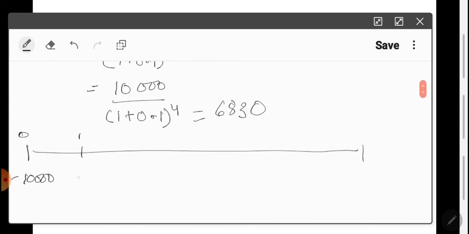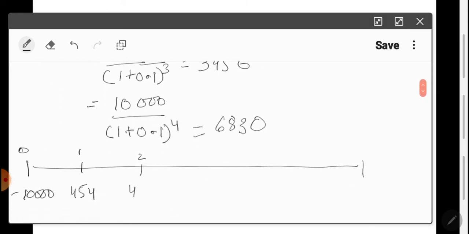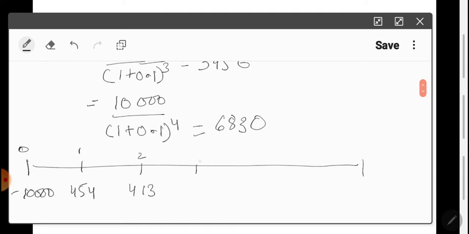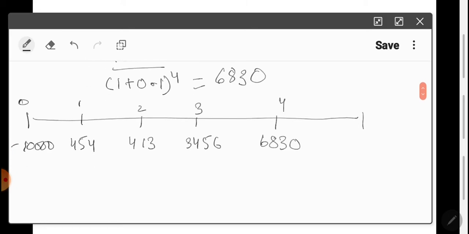So we have 454. Then on 2 we had 413. 3, 4, 5, 6, and over here we have 6830. So now you have replaced them with the present values, and you're going to use this to find your discounted payback. So again, now the steps are the same. You will have to first find the cumulative cash flow.